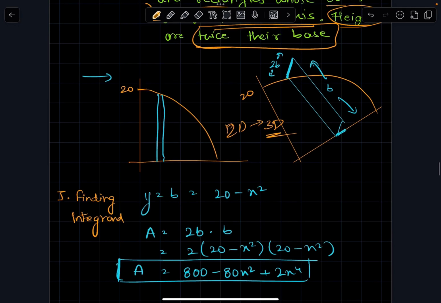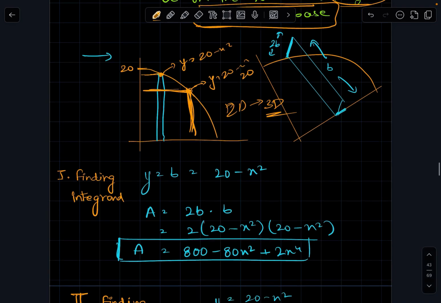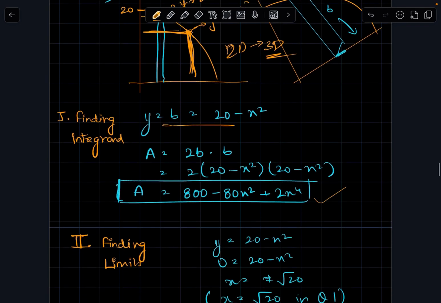Since to calculate the length at this point, you need to find the value using the equation y is equal to 20 minus x square. If you were to find the value for a rectangle here, you would still have to use y is equal to 20 minus x square. So to integrate, we would write the base, or the length, as 20 minus x square. We'll call that b, and the height is twice that of the base, so it's 2b. We'll multiply the values and we'll get the area as this equation.